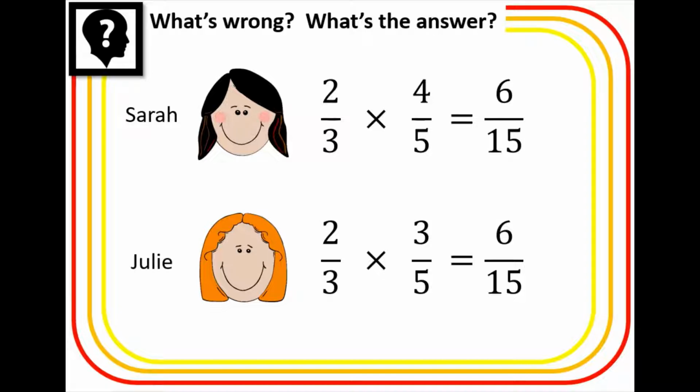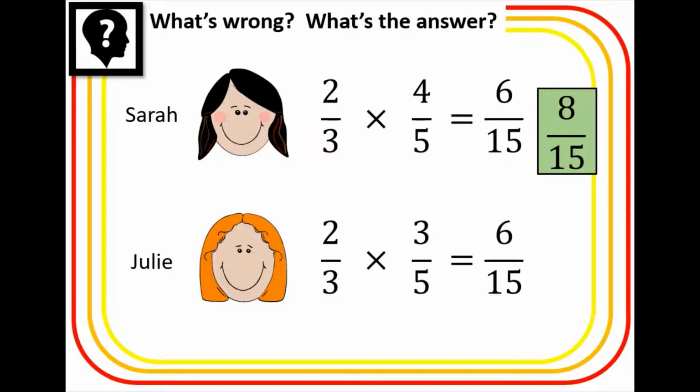So Sarah's done 2/3 times 4/5. She's got the answer 6/15. So what you need to remember, multiply the numerators and multiply the denominators. So she's done 2 times 4 and got 6. 2 times 4 isn't 6, 2 times 4 is 8. So she should have got 8/15. And 3 times 5, she's got correct, is 15, so she's got 8/15.